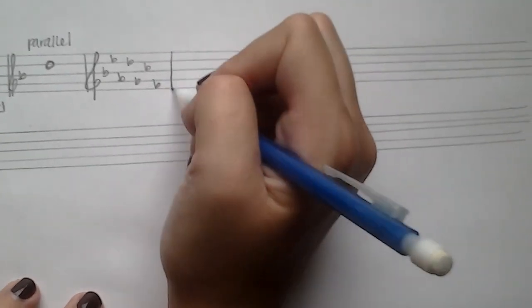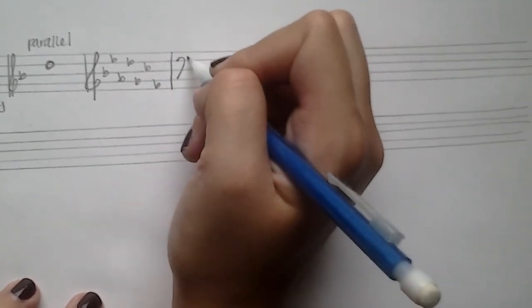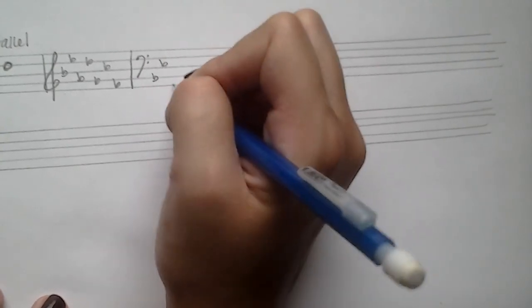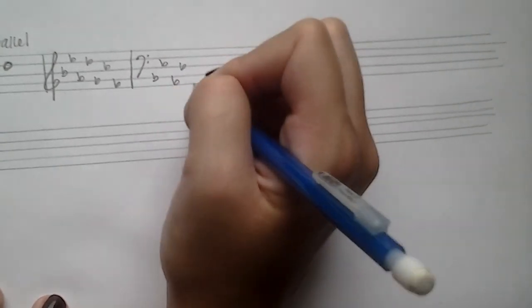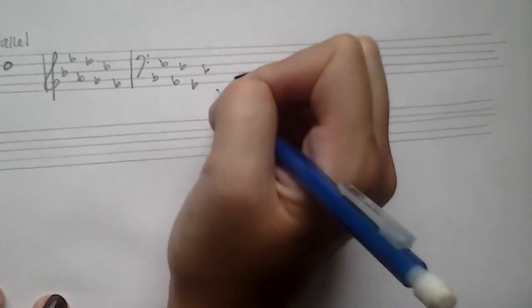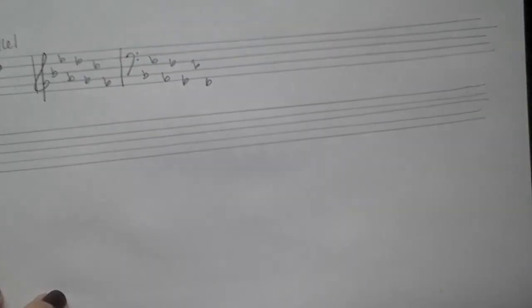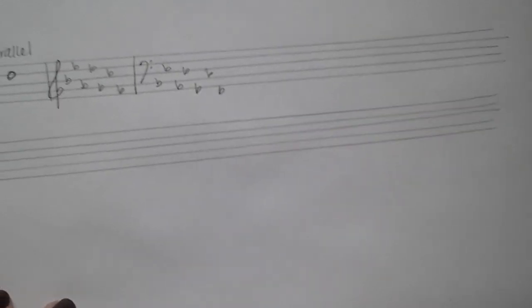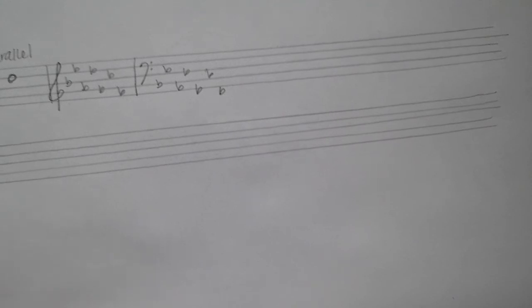But if we're in bass clef, this is how different it looks: A, D, G, C, and F. See how much lower it is? So that's the difference, and with sharps it's that much lower as well. So just be aware of what clef that you're in.